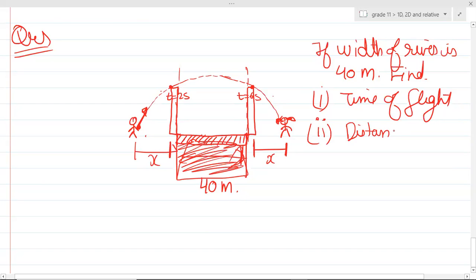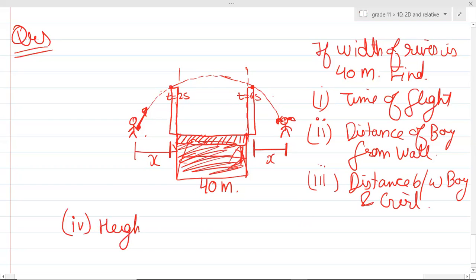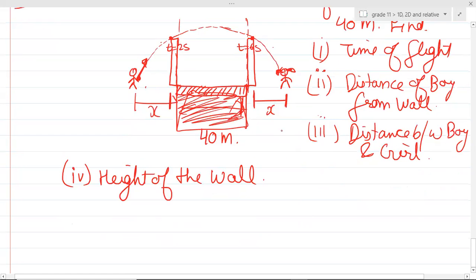Okay, distance of boy from wall. Third is distance between boy and girl. Please remember the distance between boy and girl will be the range of the projectile, right? Yes or no? Fourth is height of the wall. What's the height of the pole, sir? You need to find it out. How will I find it out, sir?